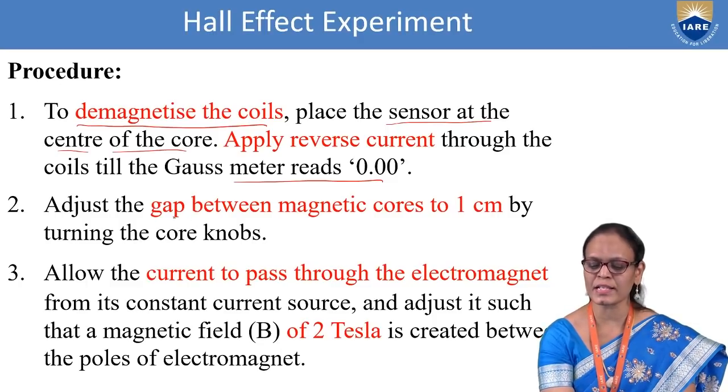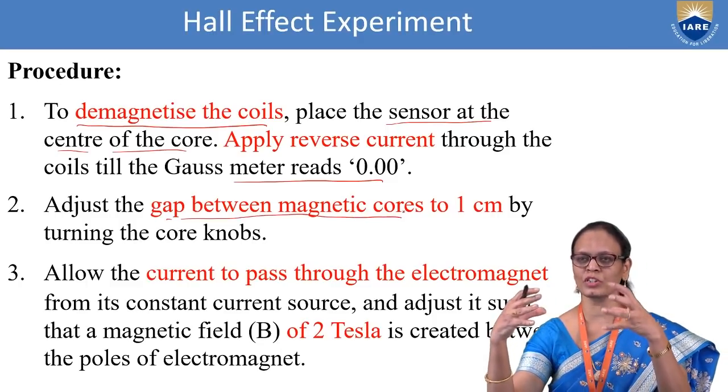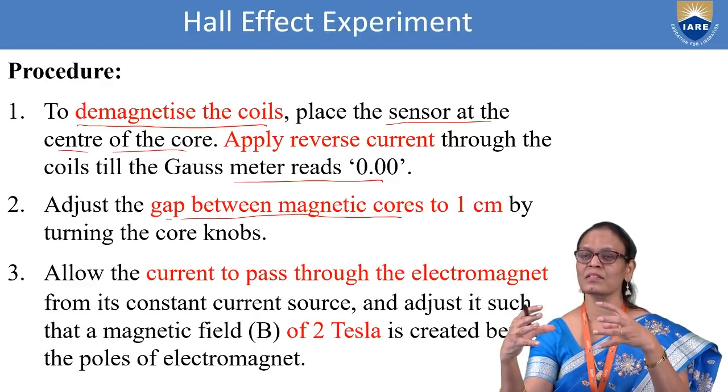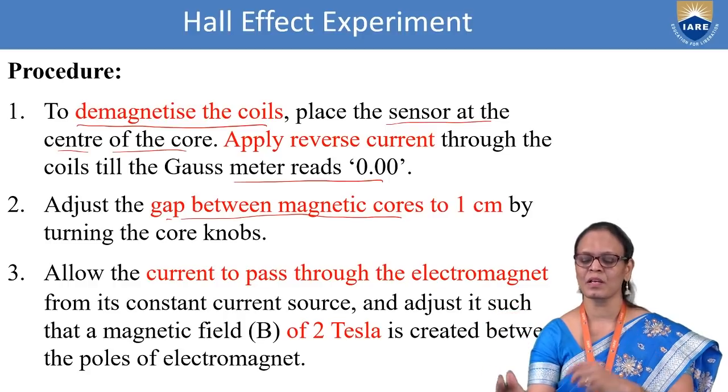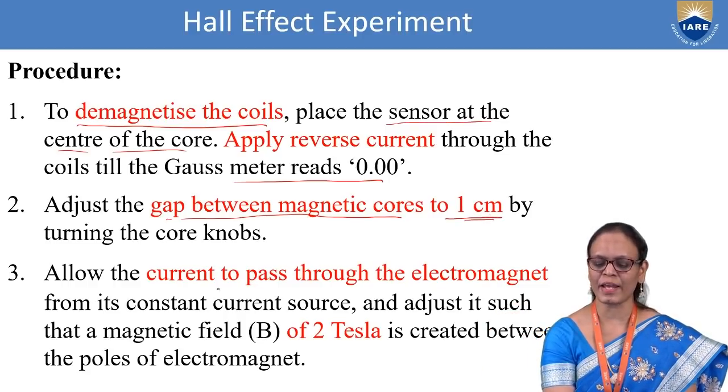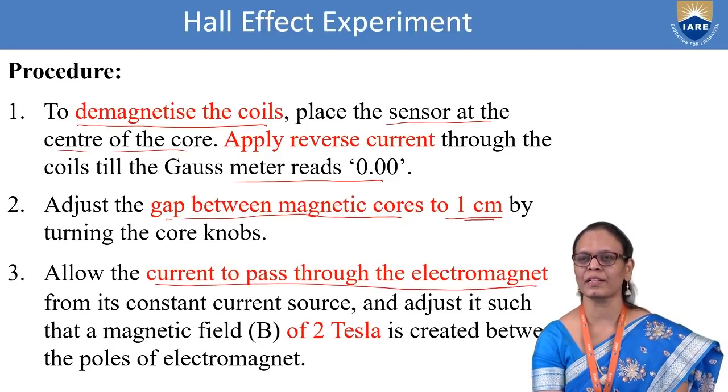Now, you will adjust the gap between the magnetic cores. Both the magnetic soft iron cores, we are adjusting by rotating the knobs such that the distance is 1 centimeter. Now, we will allow the current to pass through the electromagnet.